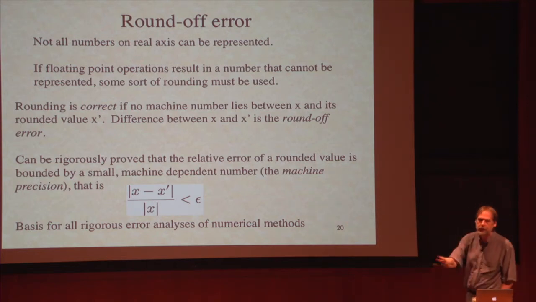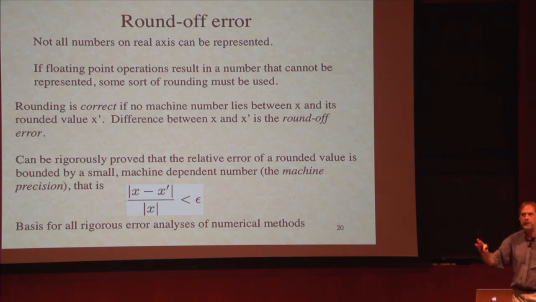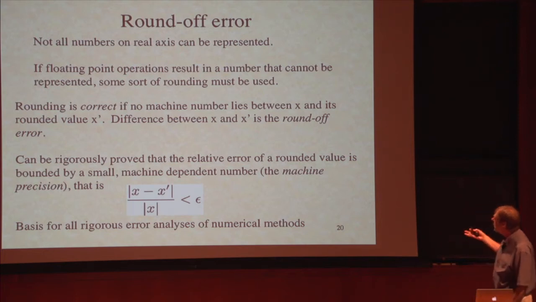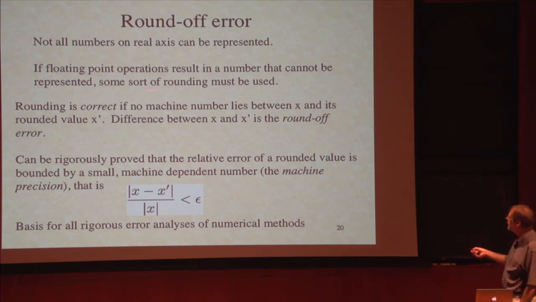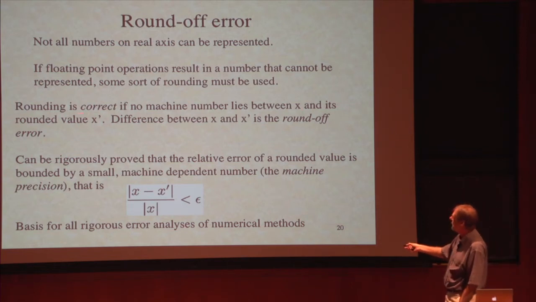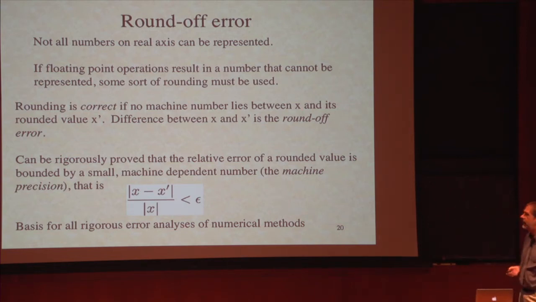Again, since this is the first time we've talked about numerics, I think it's worth putting these basic points once and for all. The point being that not all numbers on the real axis can be represented with finite precision in arithmetic. And so if you're doing some operation that results in a number that can't be represented, you've got to round to the nearest representable number. And if you do that correctly, so that there is no machine number lying between the actual analytic solution x and its rounded value x prime, then we say rounding is correct.